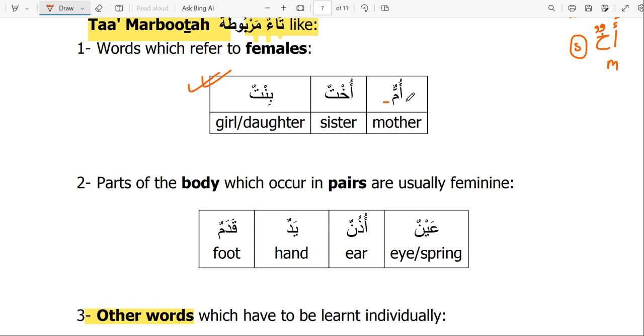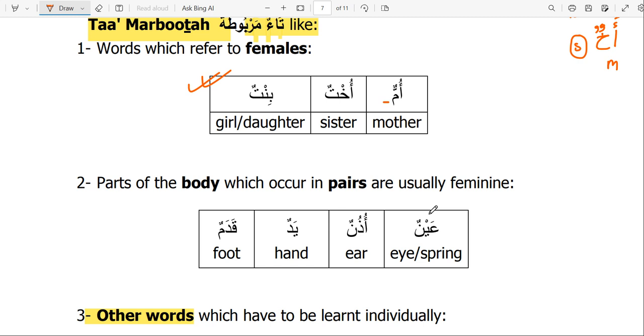Ukht means sister. A sister is always female. It can never change its gender. So without a ta marbuta, it's still a feminine noun. Bint means daughter. So the same goes for bint also. And second, body parts. Body parts usually come in pairs. So in Arabic, body parts which come in pairs are considered to be feminine.